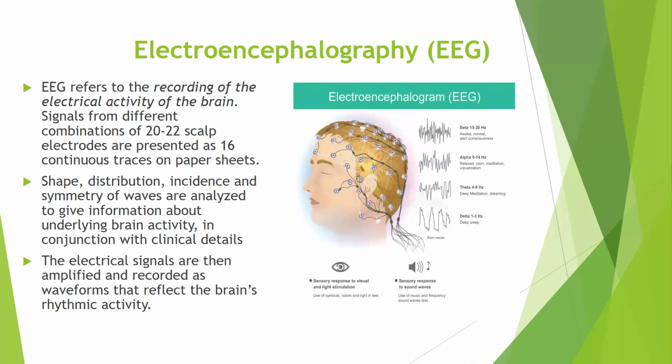So I just want to introduce you to this EEG. There's another lecture of mine on the topic of neurological monitoring where I dealt with EEG, but suffice to mention it here. EEG refers to the recording of the electrical activity of the brain. About 20 to 22 scalp electrodes are used, as you can see on the right of the screen, with 16 continuous traces on paper. You look at the shape, symmetry, distribution, and incidence of the waves analyzed. These electrical signals are then amplified and recorded as waveforms that reflect the brain's rhythmic activity.